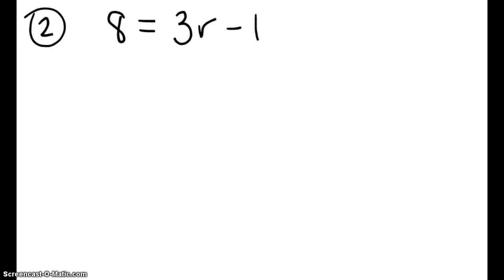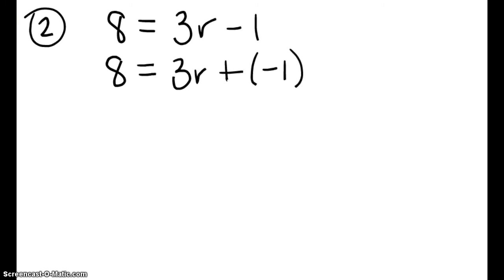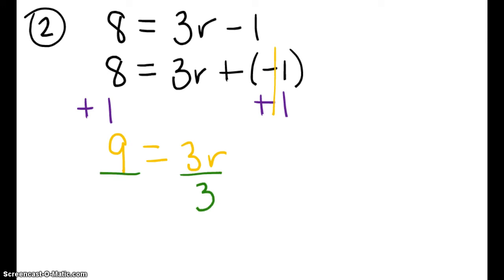Alright, here's number 2. First, let's go ahead and rewrite it as 8 equals 3r plus a negative 1. So what do I have to do? I've got to get rid of my negative 1, so I'm going to say plus 1 and plus 1. On the left, I have 9, and on the right, those zeroed out, so I have 3r's. Now I've got to divide both sides by 3. 9 divided by 3 is 3. My 3 is divided out, so I think that r has a value of 3.